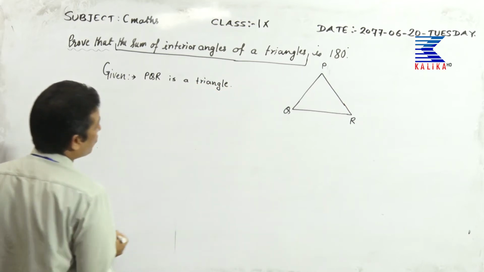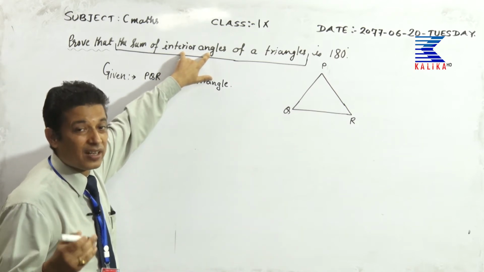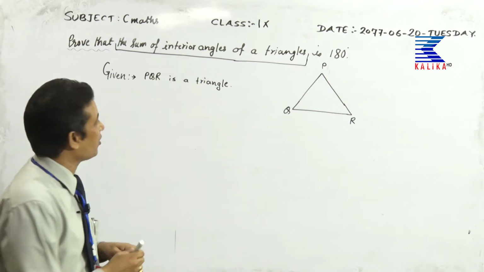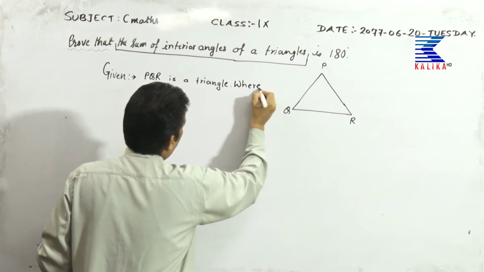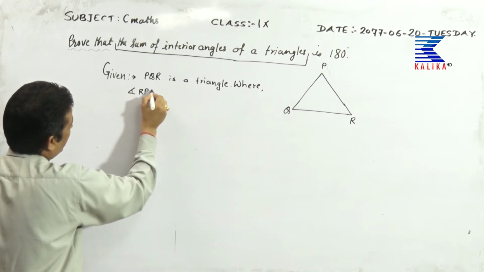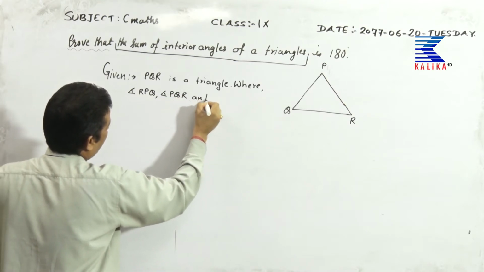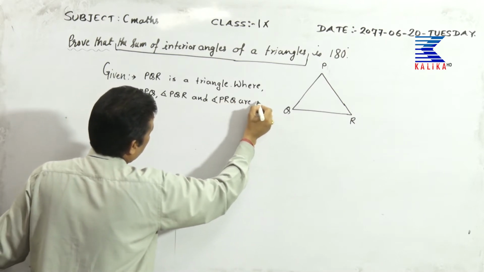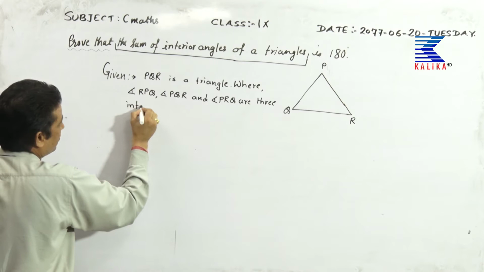and as we are dealing with interior angles, it is good to mention what the interior angles are here. Let us name those angles, dear students. Angle RPQ, angle PQR and angle PRQ are the 3 interior angles.